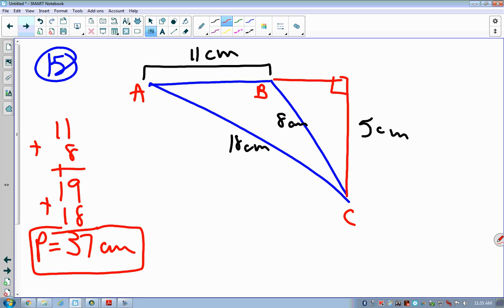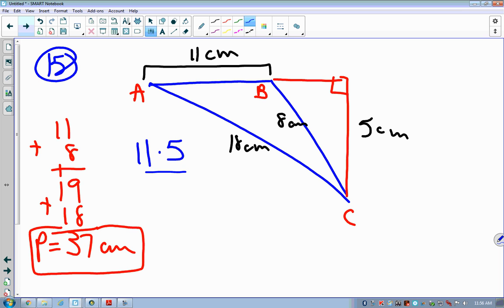But with my area, I need to know my base and my height. What is the base of this triangle? My base is 11. Can anybody tell me what the height is? 5, because it's the perpendicular distance from a vertex to the side opposite of it. So this red line is representing the height of the triangle, not the 8. If you used 8 there, that would make it wrong.